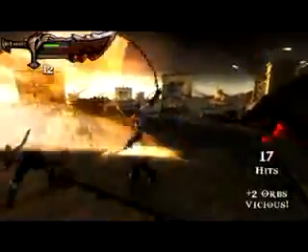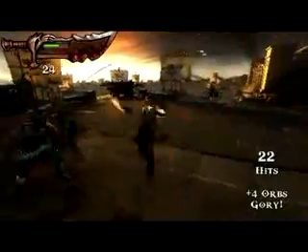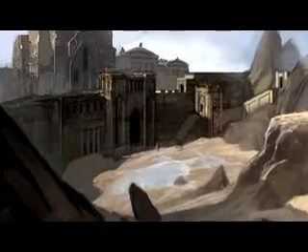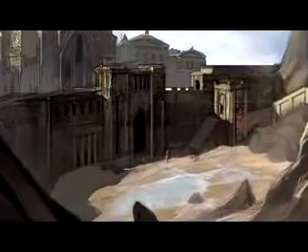The events of God of War Chains of Olympus take place before the very first God of War, in the time period after Kratos kills his family and goes in service of the gods for 10 years. And during that time, he's asked by the gods to do multiple things, and the story of our game actually takes place in that time period.